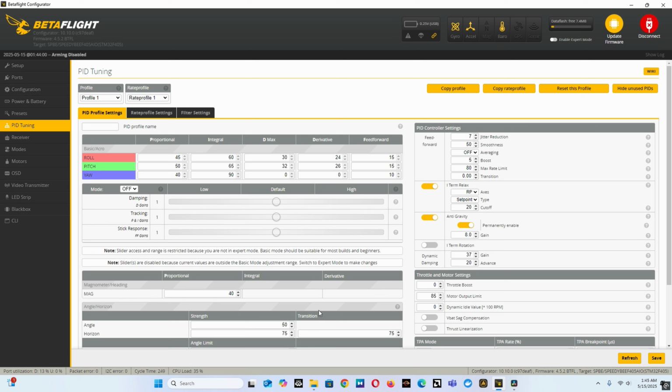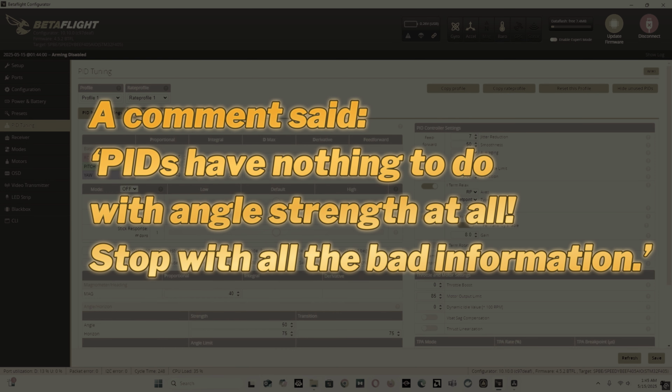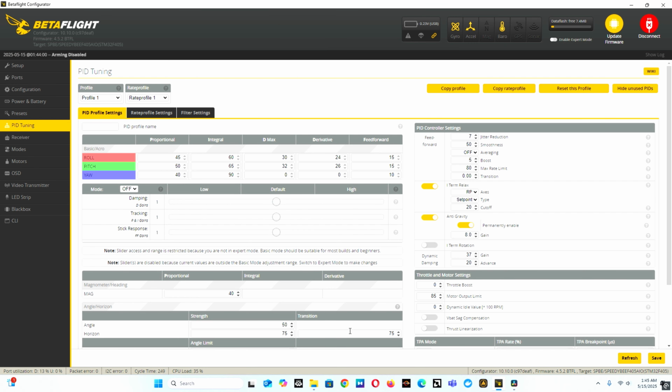Let's clear up the confusion around PIDs and angle or horizon modes in Betaflight. A comment said, "PIDs have nothing to do with angle strength at all. Stop with all the bad information." That sounds confident, but it's not quite accurate.